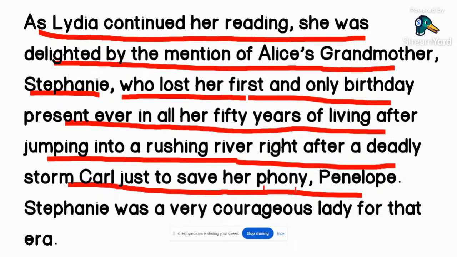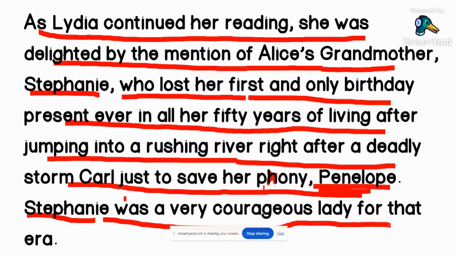They should be pony. Pony. Yeah, so it's spelled incorrectly. So the H should be out. Pony. Penelope. Okay. This can also be pronounced as Penelope. Yes, Penelope is also correct. Stephanie was a very courageous lady for that era.